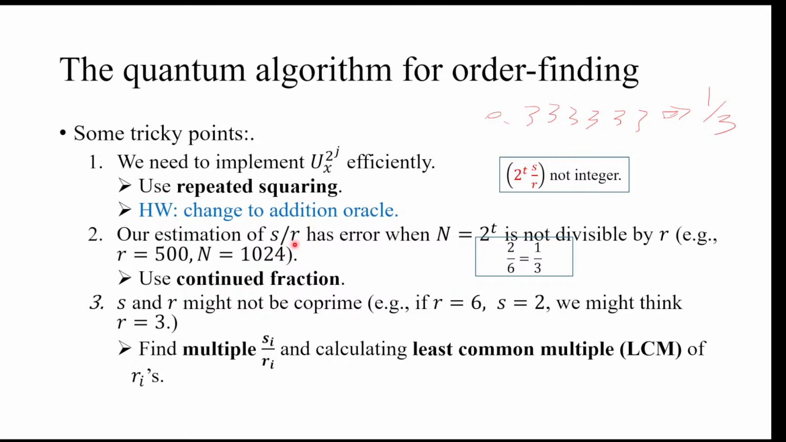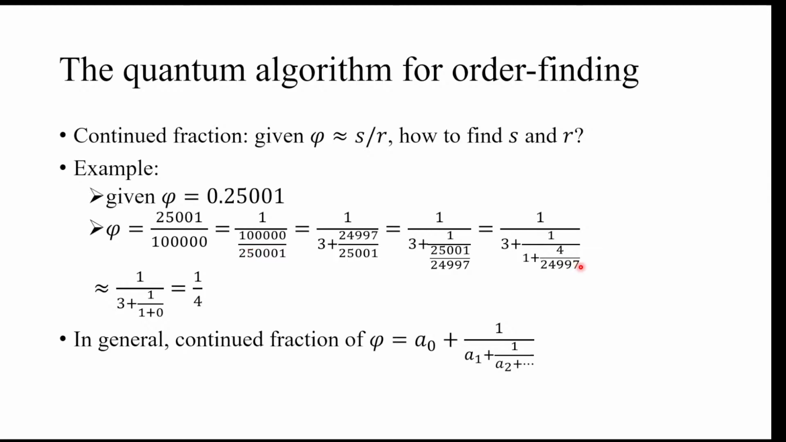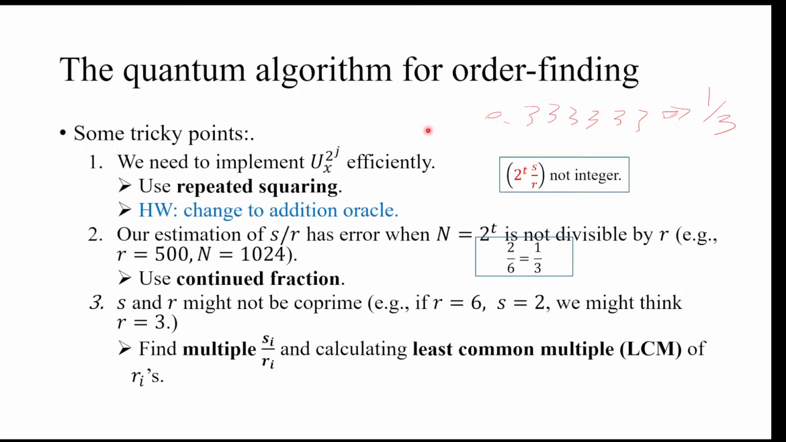Is you get some S over R with some precision. You get some approximate of S over R, then how do you actually get your S and R? And I've seen that you can do this with the continuous fraction algorithm, and it's something like this. So you just keep flipping the fraction here, and you cut off at some point, you will get S and R that's not too big. Okay. And yeah, so that's the continuous fraction.